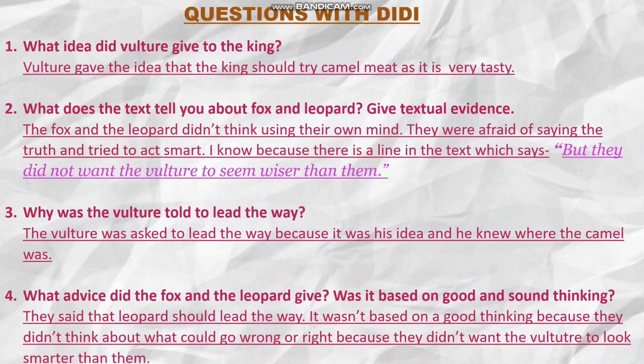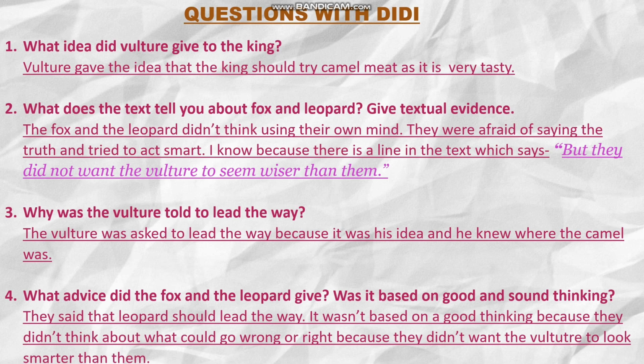Great. Let's move ahead with question answers. First set of question answers I have done for you people. What idea did Vulture give to the king? Vulture gave the idea that the king should try camel meat as it is very tasty. Very simple.